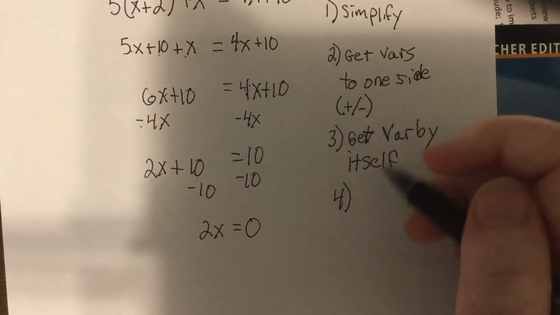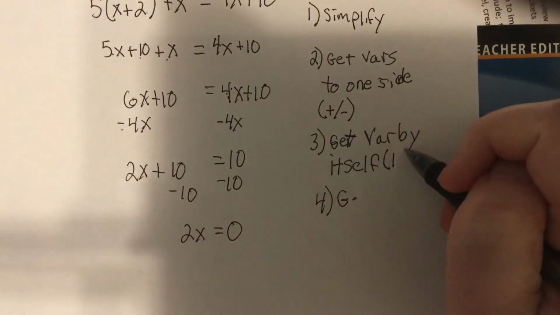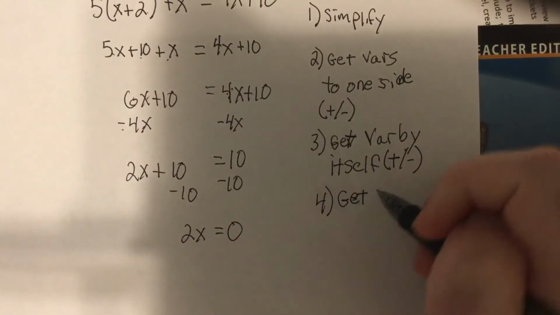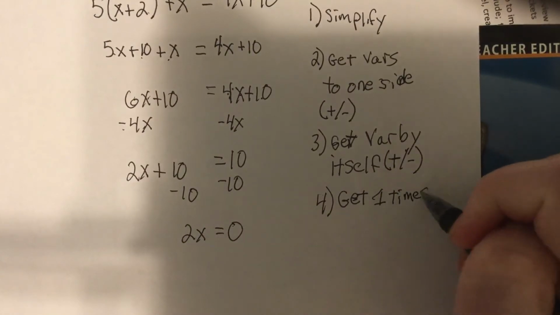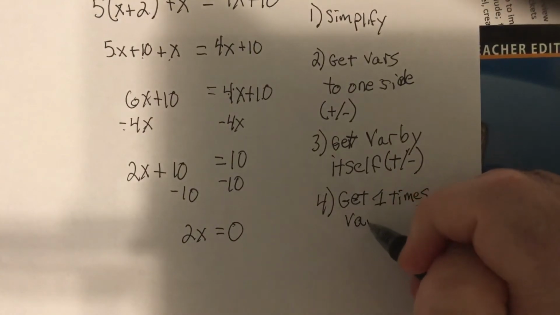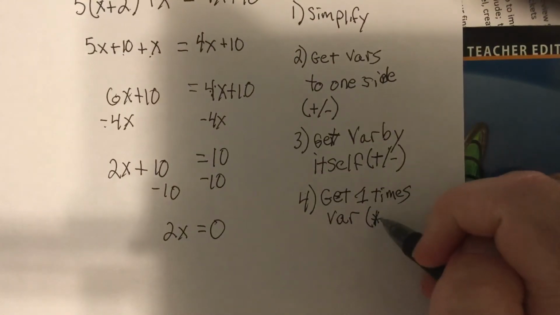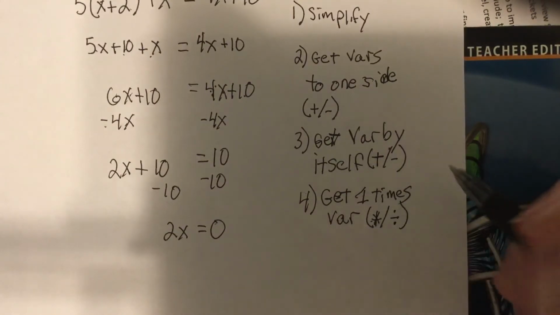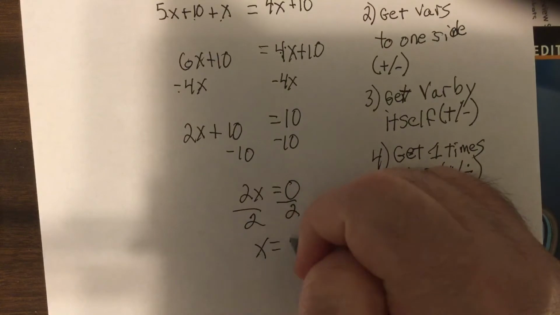Then I want to get a 1 times the variable. Oh, I almost forgot. This will involve adding or subtracting also. Then get a 1 times the variable. And that should involve multiplying or dividing. I put an asterisk because in computer programming, asterisk means multiply. So here I'm going to divide by 2.